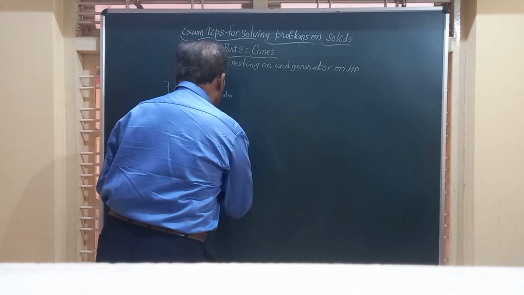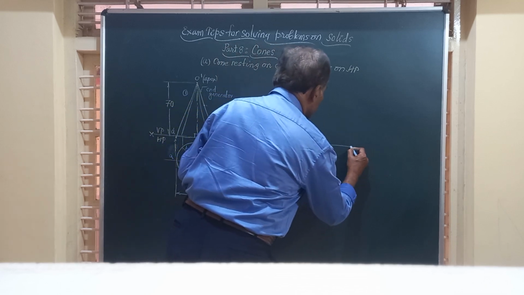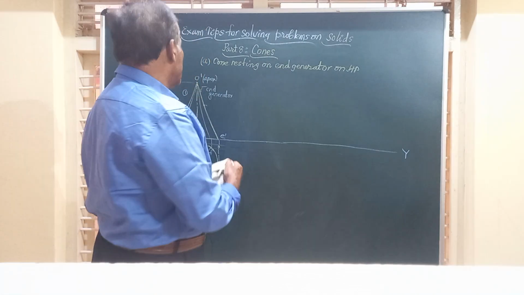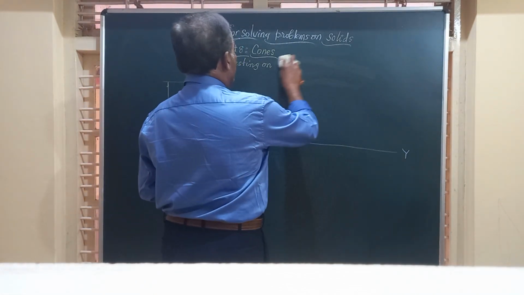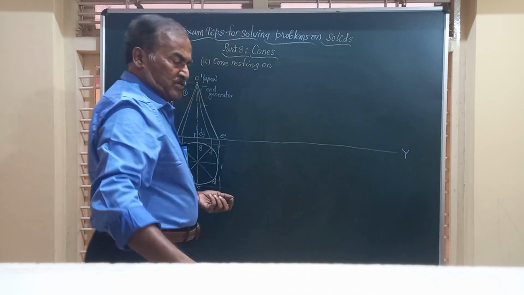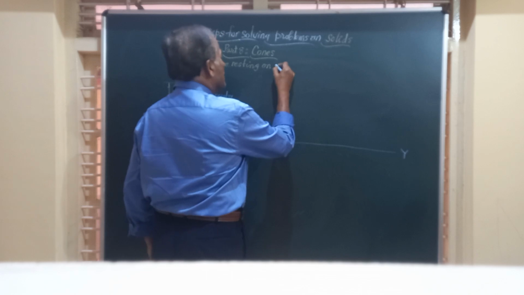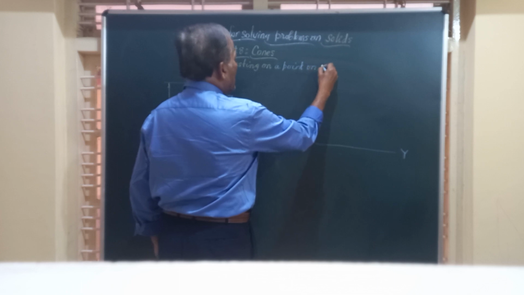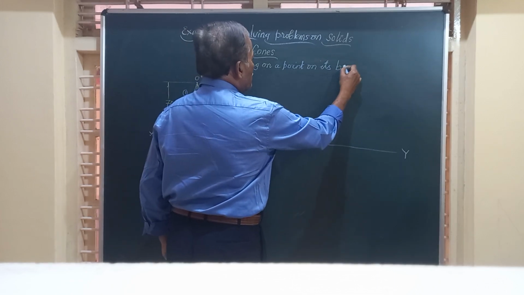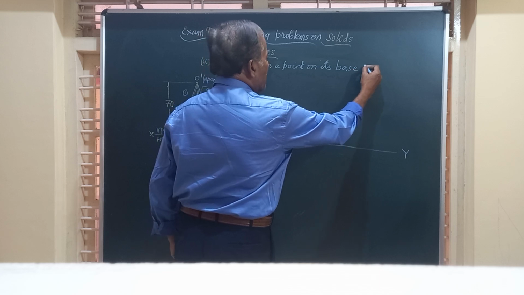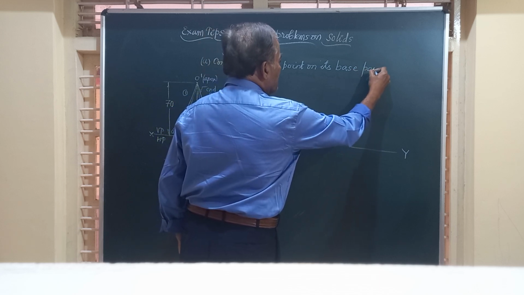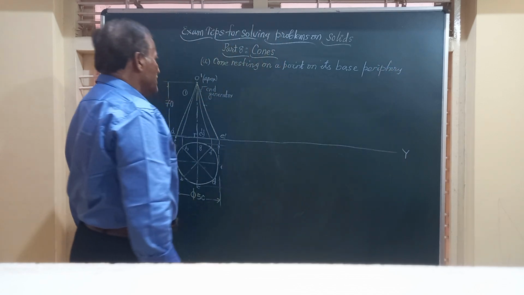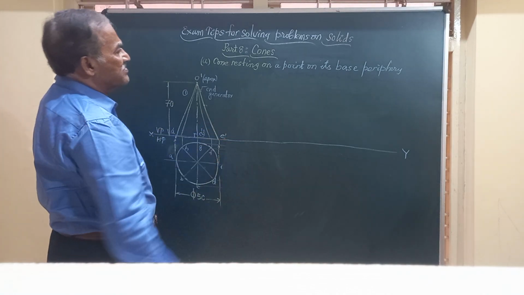Now friends, we will have the second case, which is also equally important, when the cone is resting on, what other position is possible? So the cone is resting on a point on its base periphery, on the circle, base periphery. Friends, the cone is resting on a point of its base periphery.